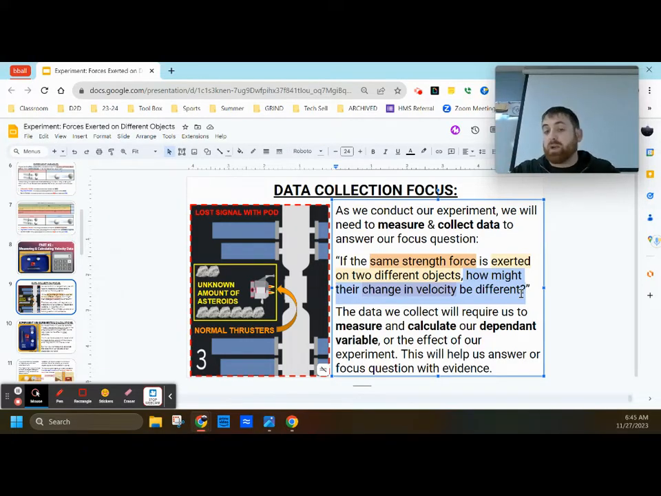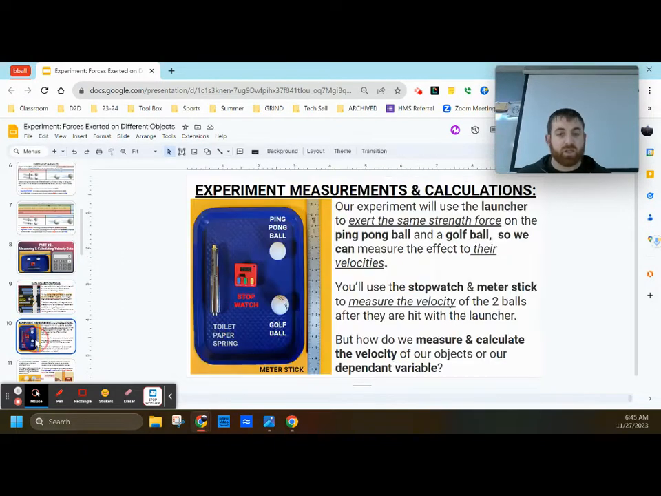Now, a while ago, we looked at velocity and how we figure out velocity. Today, we're going to look at how we calculate it using different equations so that we can answer this question. In order to thoroughly answer it, we need to obviously be able to calculate velocity. Just like we're going to need to be able to calculate the velocity of our pod when the normal thruster is fired with that unknown amount of asteroids during that lost signal time, we're going to need to do the same in our experiment. So the data that we're going to be collecting will require us to measure and calculate our dependent variable, or that change in velocity we'll see for our two different objects. This will help us answer that focus question and collect the data we need. So let's talk about it.